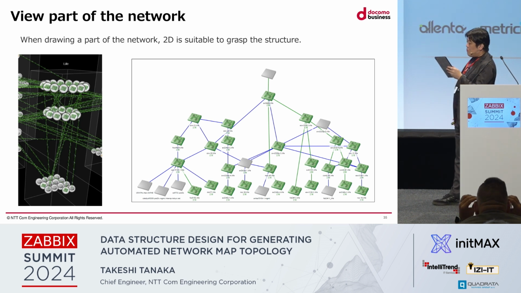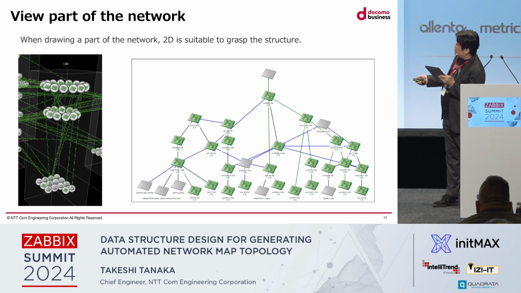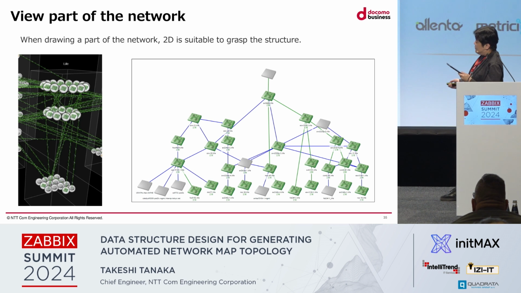Focus on a portion of the network to see. With a visible number of hosts, it's easier to grasp the relationships in a 2D drawing. Compare the overlapping links in the 3D drawing and the 2D drawing.